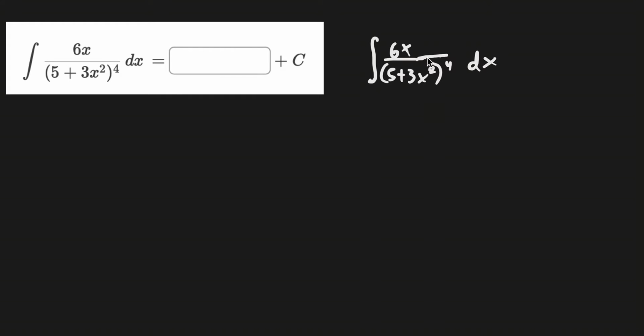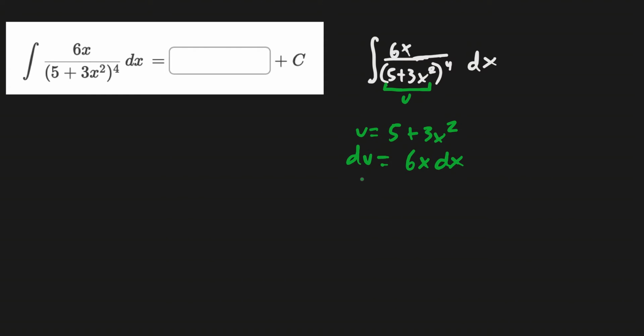So what we have to do here is choose a u, so that's our first step. I'm going to be choosing this one here because it's raised to the power of something else. So u is going to be equal to 5 plus 3x squared. Typically the u is going to be something that's under something else, or raised to the power of something, or under a radical, or something like that. And the derivative of u with respect to x is just 6x dx.